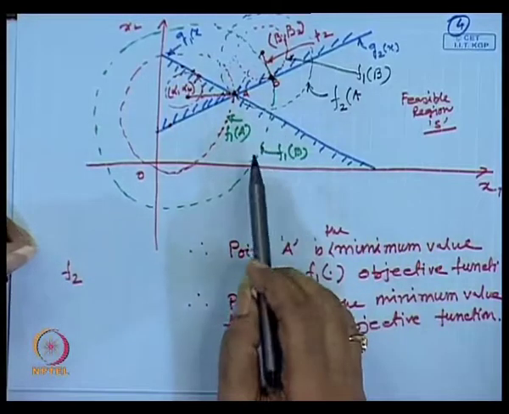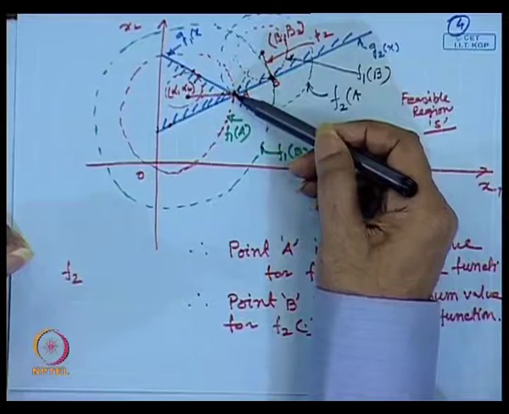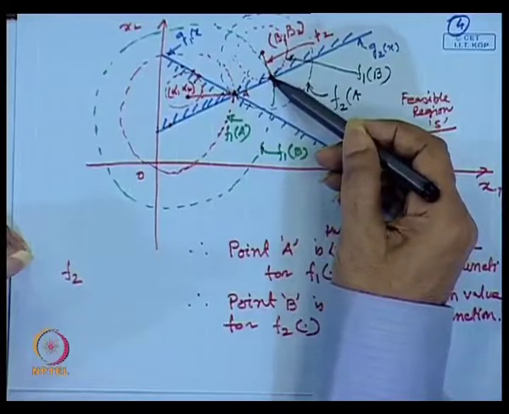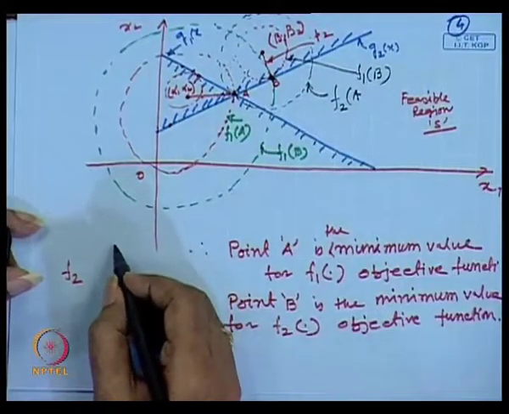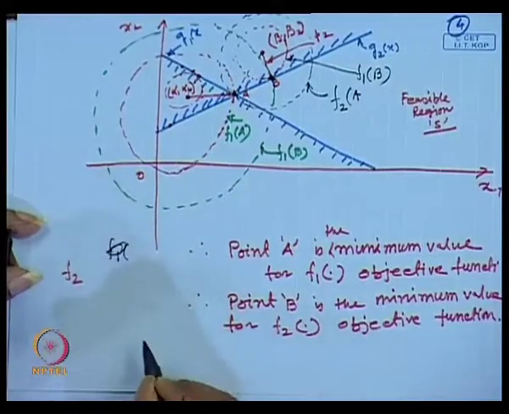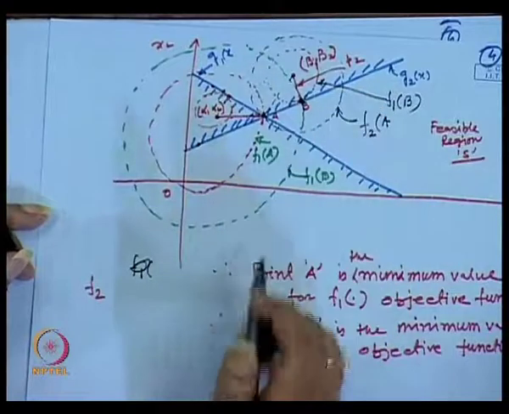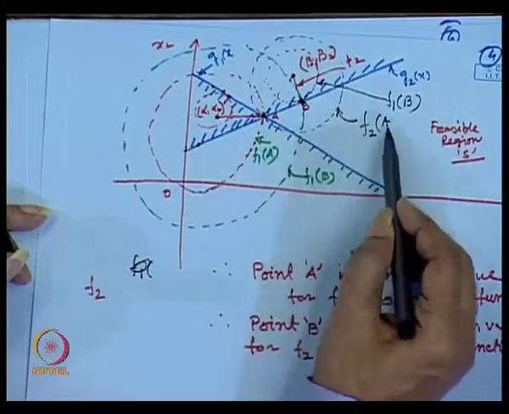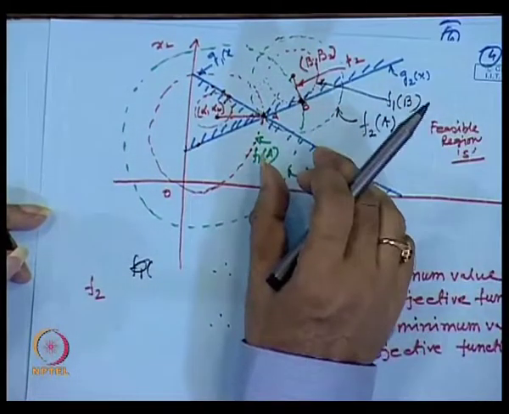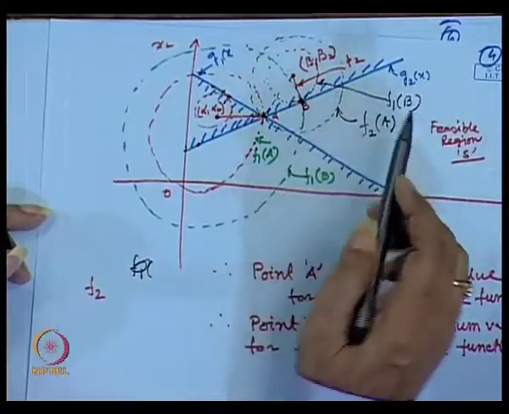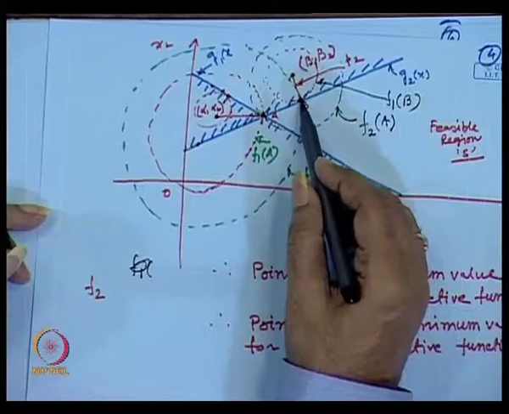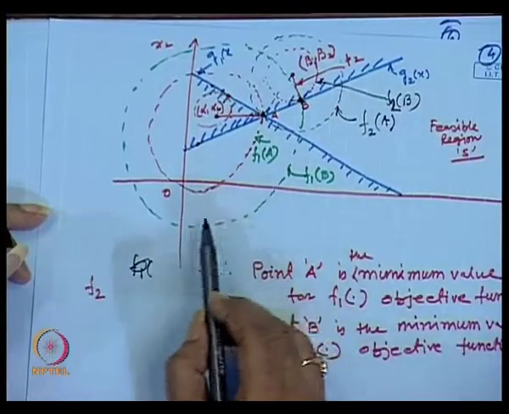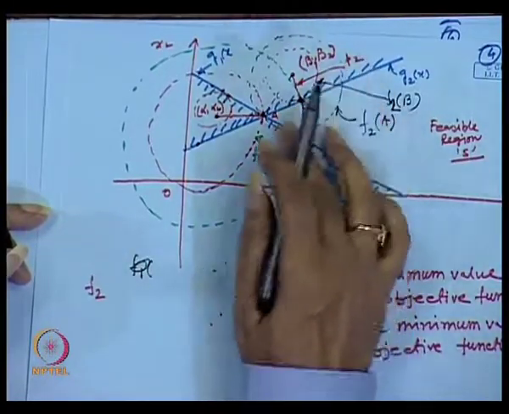Now, you may ask whether the sum of the two objective function values at this point is less than the sum of the objective functions at the other. So, we can write it now based on this: f1 a and f2 a, the sum of these objective functions, whether it is less than f1 b plus f2 b. This is f1 b, this is f2 b. Which one is less?